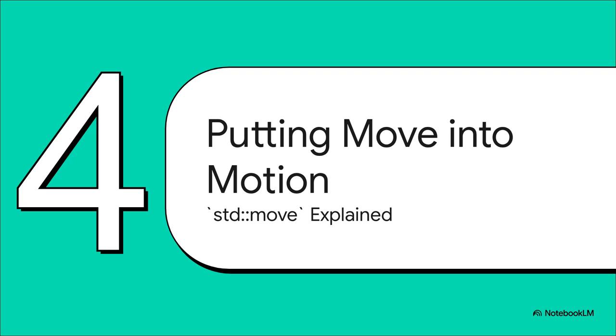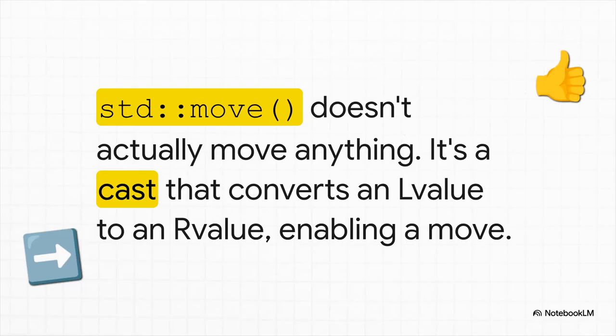Okay, so we've got the mechanism, but how do we tell the compiler when to use it? Especially with lvalues, those objects with names that we know we're finished with but aren't technically temporary, how do we signal that it's okay to move from them? Well, this is where this standard library function, std::move, comes into play. Now, I gotta warn you, its name is a little misleading. It doesn't actually move anything by itself. It's really just a cast.